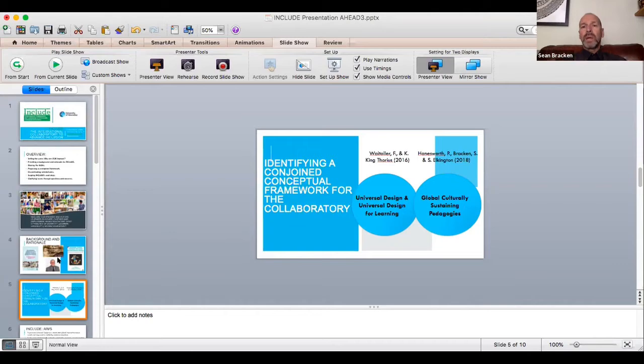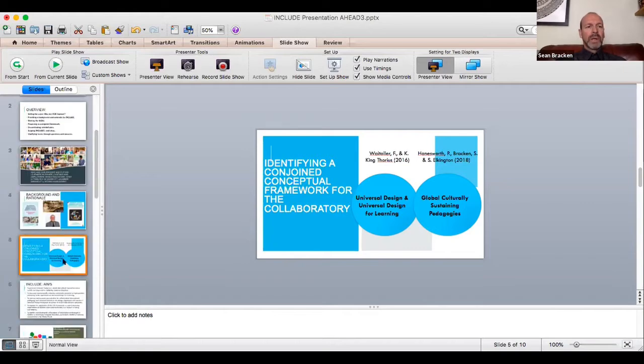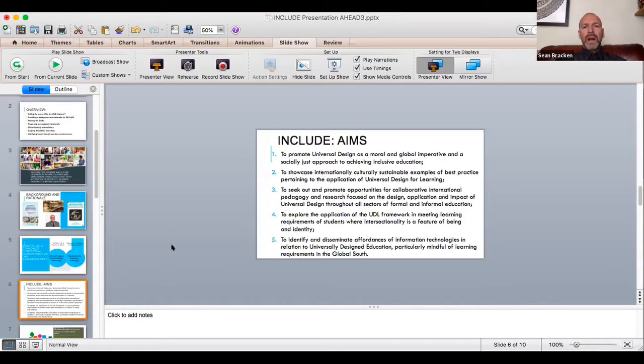And ultimately, we came up with the concept of conjoining the very rich framework potential that exists within Universal Design for Learning, and matching that along with the concept of global culturally sustaining pedagogies. And there's a lot of research around globally sustaining pedagogies, especially from a cultural dimension. So conjoining those two frameworks in order to enrich our understanding as to how best we could collaborate across the world.